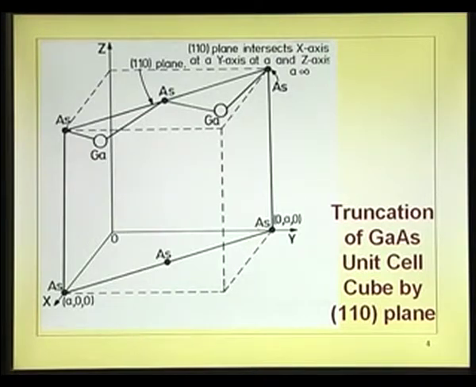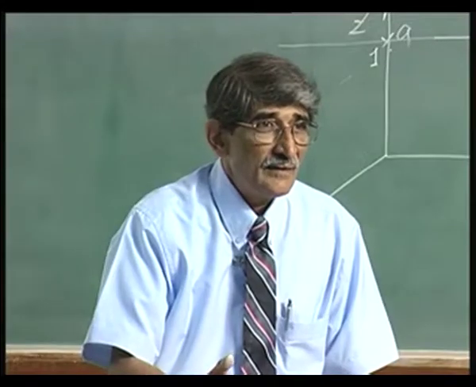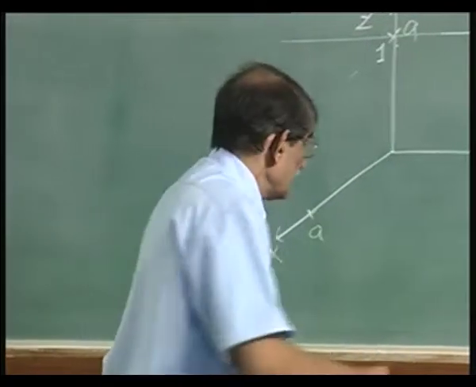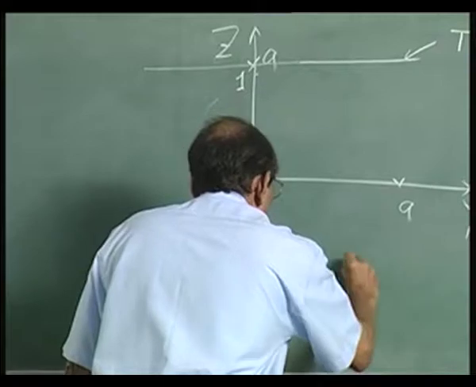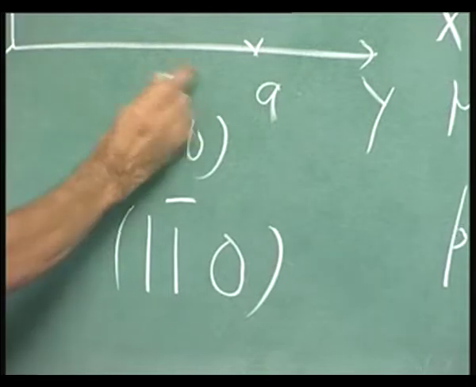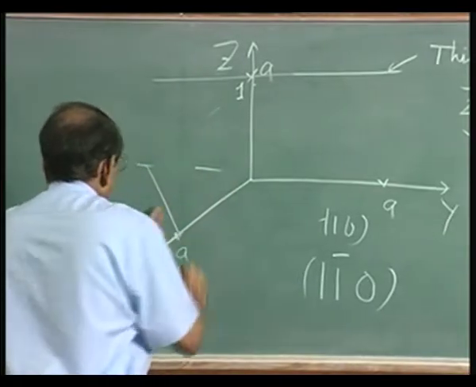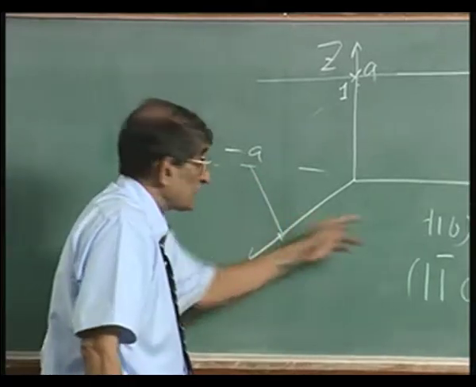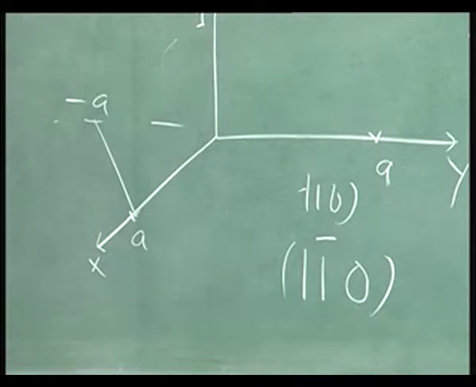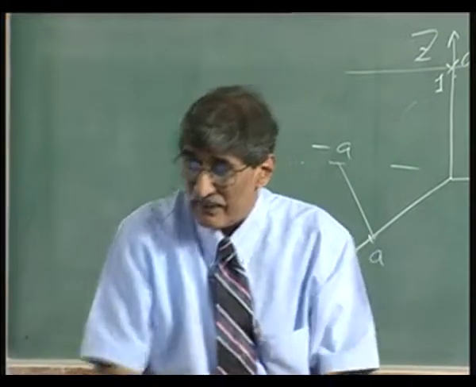If I draw a plane perpendicular to that, it will intersect the x axis at A, and the y axis, if I go the other way, it will intersect at minus A. So, you do not call it 1 minus 1, you call it 1 bar 0. If I have a plane going like that, minus A with respect to those coordinates, it is called 1 bar 0. There is no sanctity in that, because the property of that plane and that plane is the same, because the arrangement of atoms is the same.